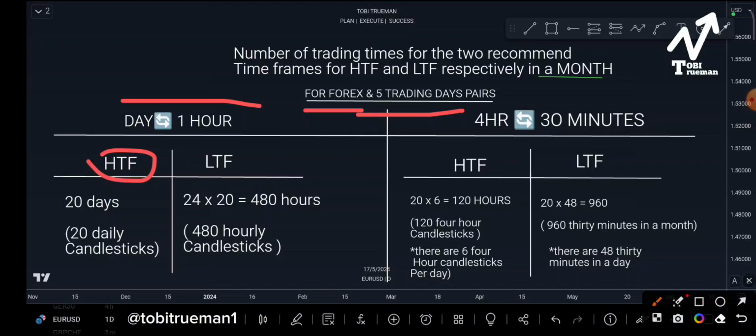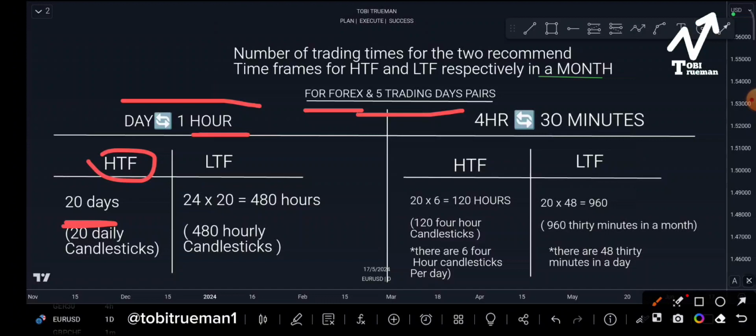So if you are using the daily time frame as our higher time frame and the 1 hour time frame, in a month, how many candlesticks? The number of candlesticks will determine the number of trading opportunities that we also have. Okay, so in the month we have 20 trading days. If you are using 30 days, there are some months with 29 days, like February, but no, we are just using a standard 30 days.